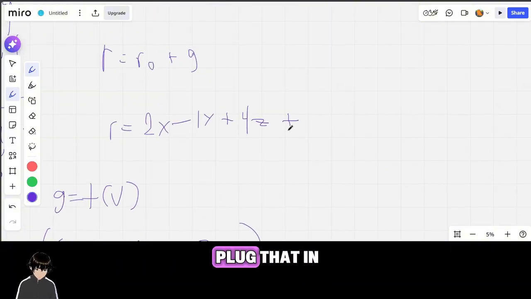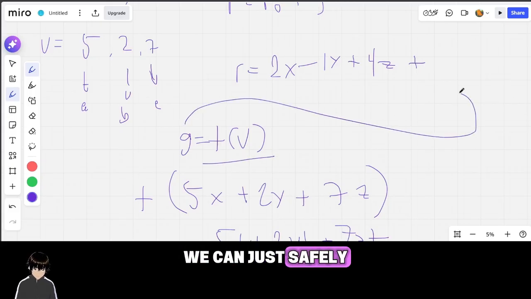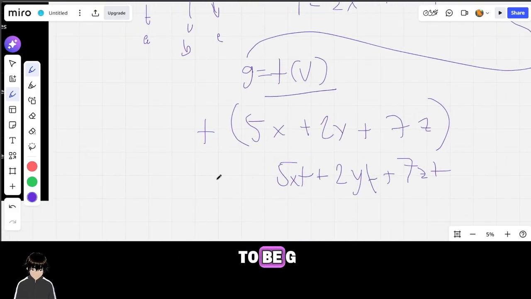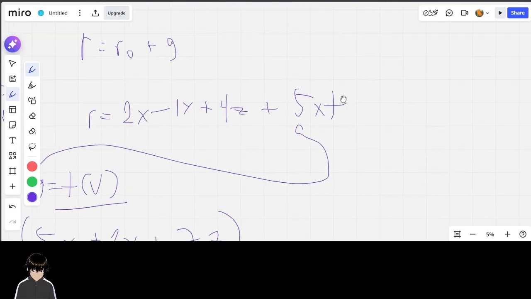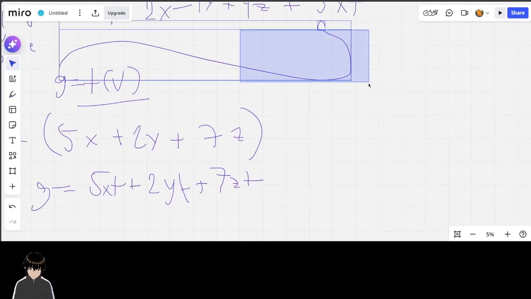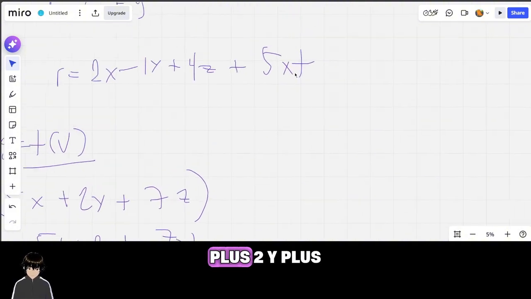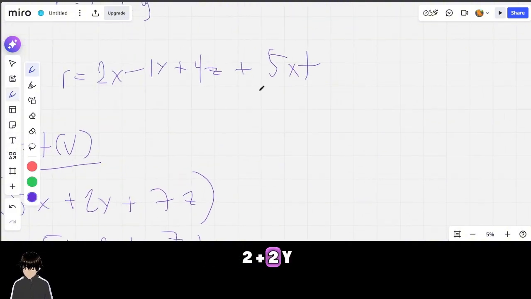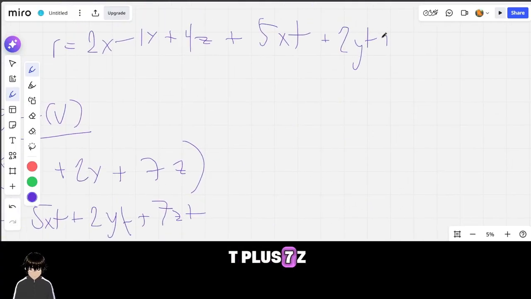Now that we've got t times v, we can safely plug that in, and this is going to be g. So we have 5xt plus 2yt plus 7zt.